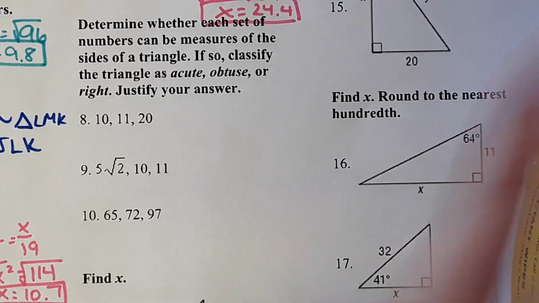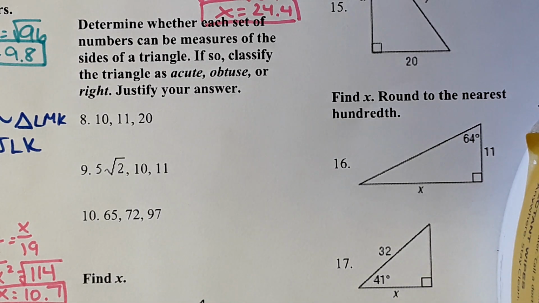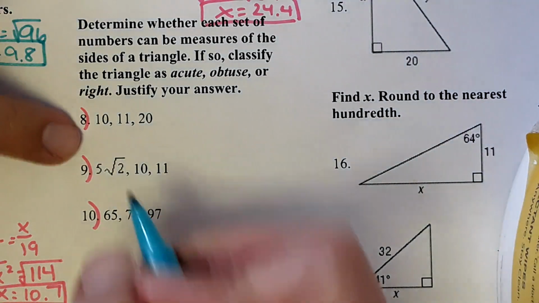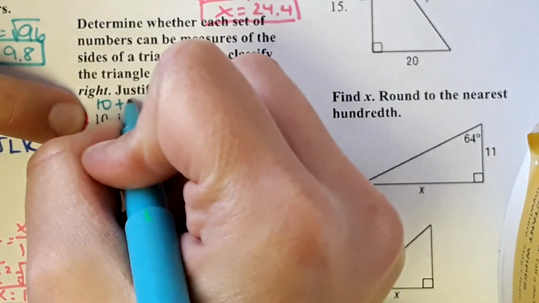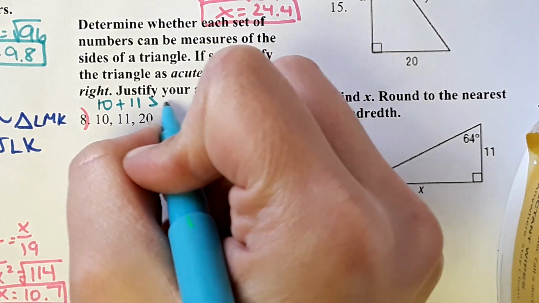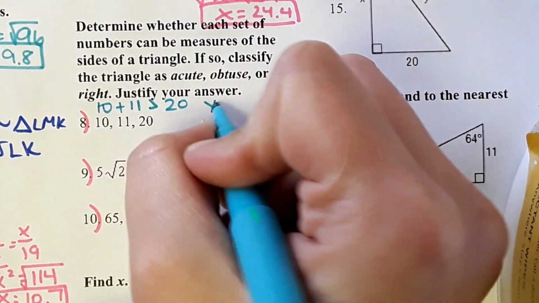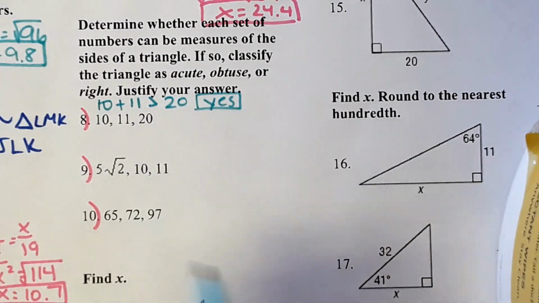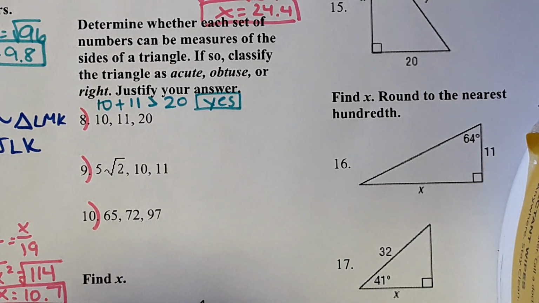Okay, so determine whether each set of numbers can be the measures of the sides of a triangle. If so, classify the triangle as acute, obtuse, or right, and justify your answer. First of all, it wants us to classify whether it's a triangle or not. If the two shorter sides add up to more than the third side, then yes, it is a triangle. So we can say that's a triangle, and we'll stop there.